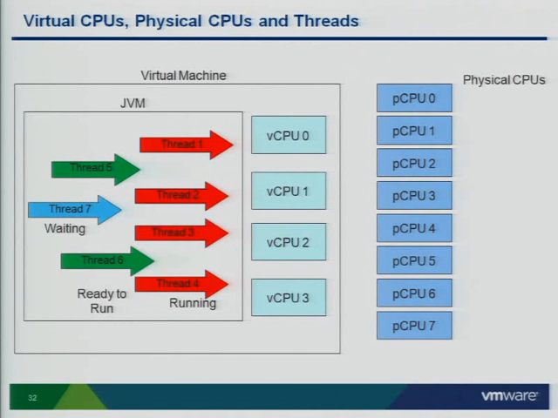The physical CPUs are on the right-hand side. The virtual CPUs are in the middle. They're inside the virtual machine, or actually inside the virtual machine monitor, which is around the virtual machine. And then a bunch of threads are running inside one JVM process in that virtual machine.